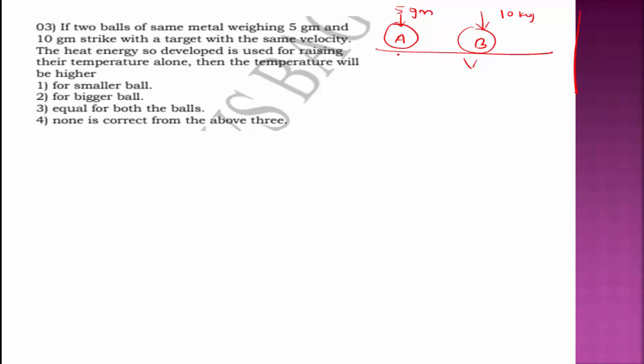Here we know the formula, energy E is equal to half mv square. This is the kinetic energy formula. Then when it is converted into heat, using the specific heat equation, this is equal to m into c into delta T. Here delta T is proportional to the square of velocity. It shows temperature is independent of the mass of the ball. It does not depend on the mass of the ball, and that's why it is equal for both the balls.